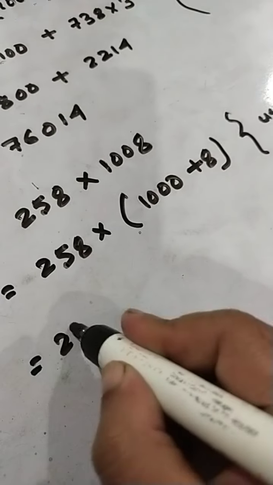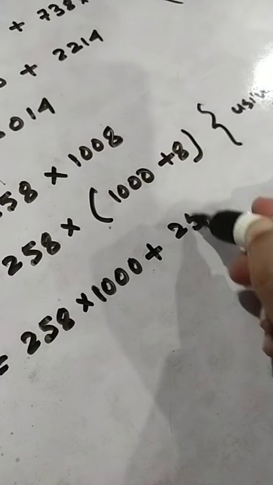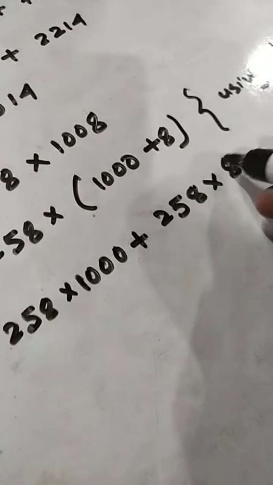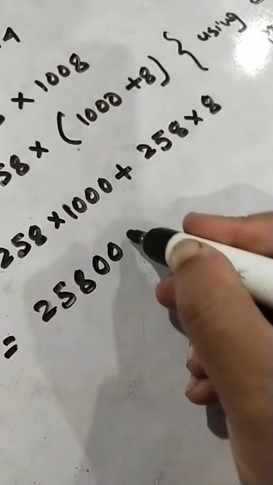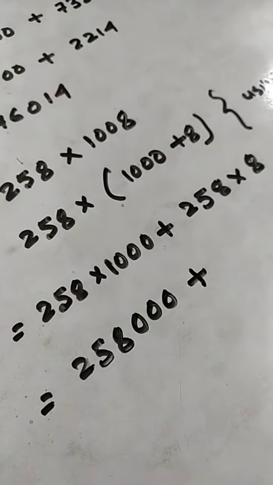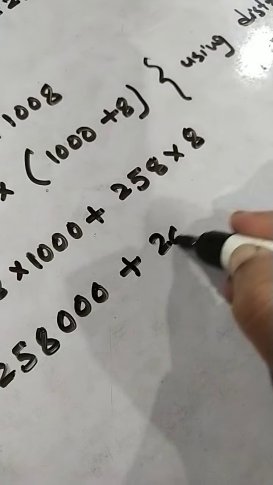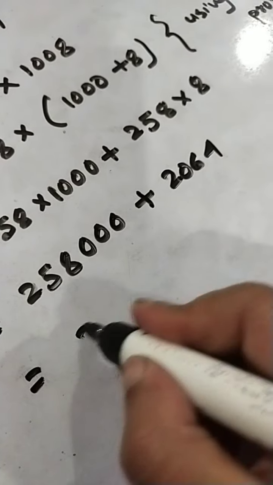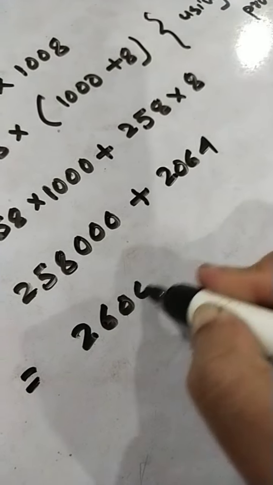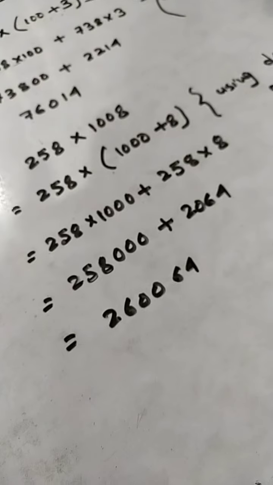Okay, now what we have to do? We have to multiply 258 into 1000 plus 258 into 8. So we'll get the first answer as 258 with how many zeros? 3. 1, 2, 3. And if you multiply 258 into 8, what will be the answer? It will be 2064. And finally, if we add, we'll get the sum as 260064. Okay, I hope you're finding this very, very easy.